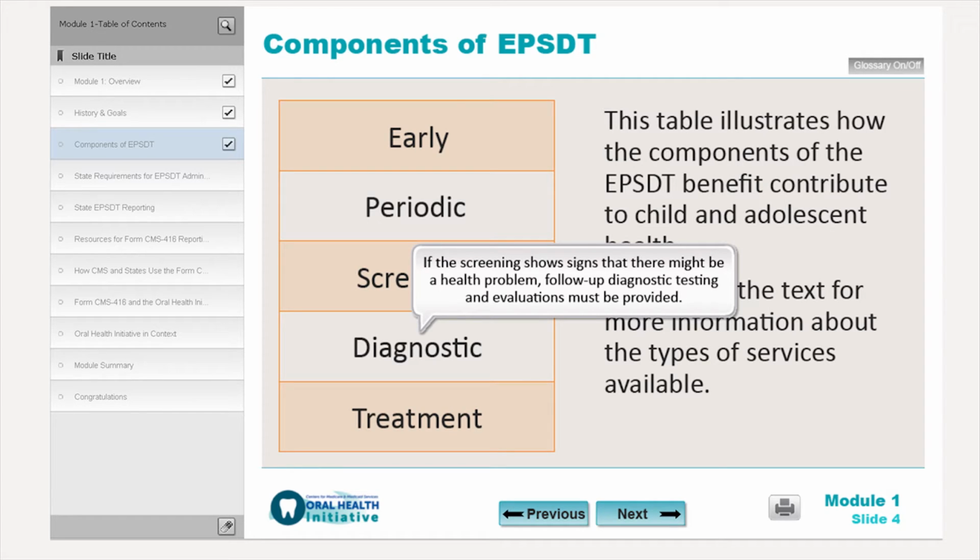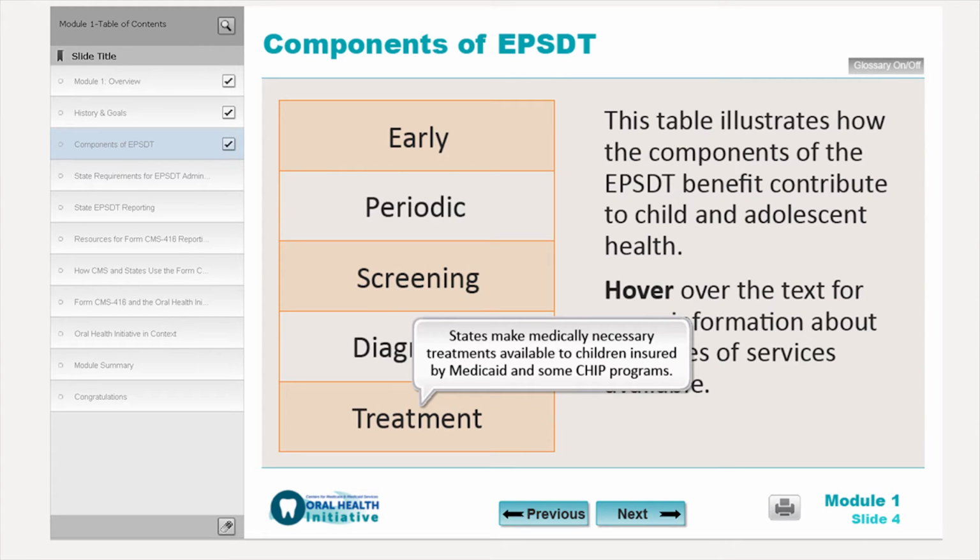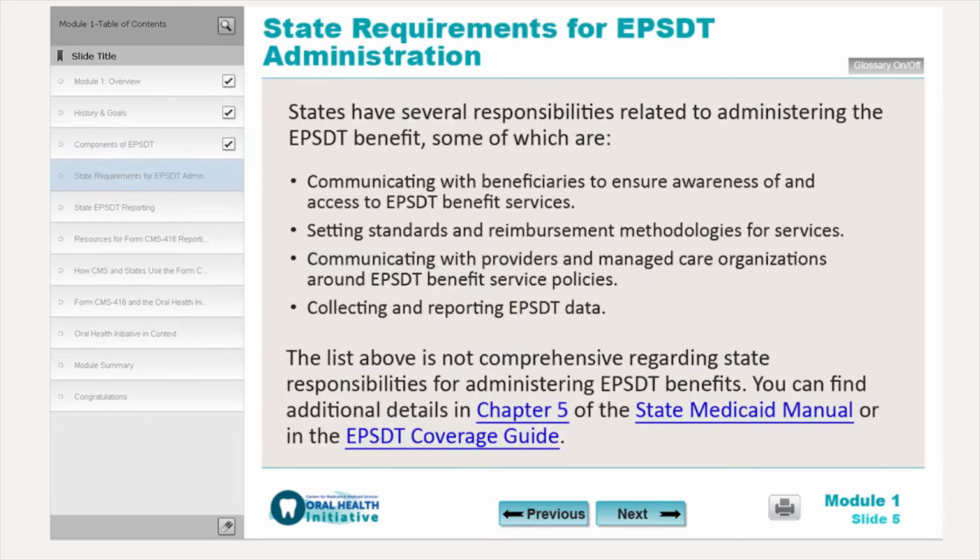Diagnostic testing is the next critical step. If the screening shows signs that there might be a health problem, follow-up diagnostic testing and evaluations must be provided. Finally, necessary treatment should be considered. States make medically necessary treatments available to children insured by Medicaid and some CHIP programs.